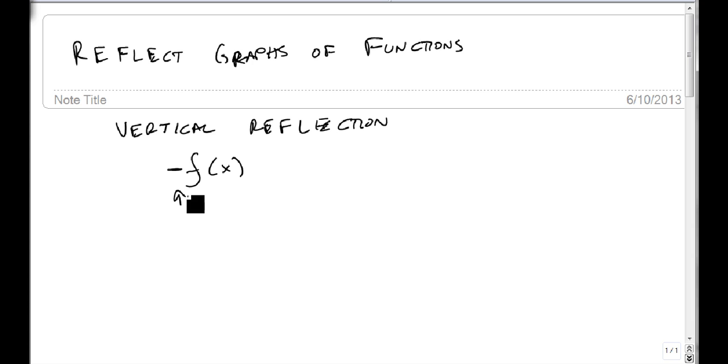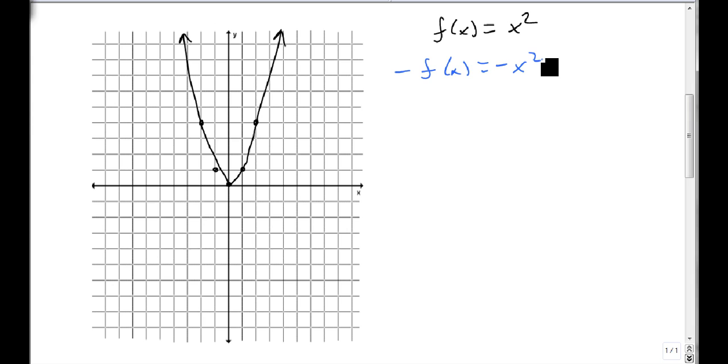So as a simple example, remember our f of x equals x squared function. If we were to plot that, remember it's at 0, 0, 1, 1, 2, 4, negative 1, 1, and negative 2, 4, and so on, and then it just goes out from there. If we were to reflect this, if we were to look at minus f of x, then this would be minus x squared, and we would get the following points instead.